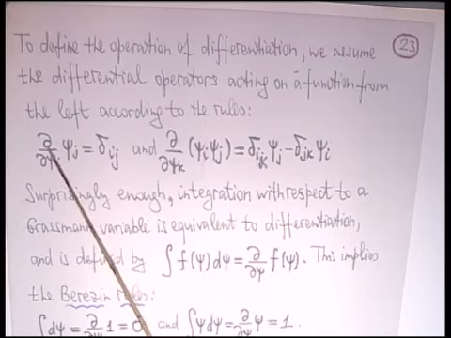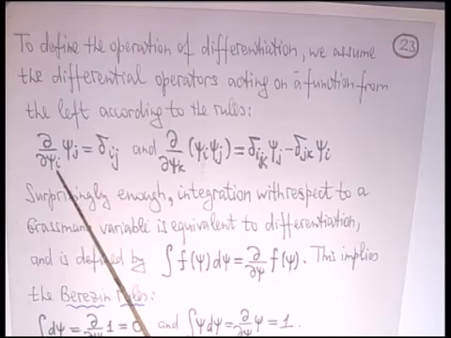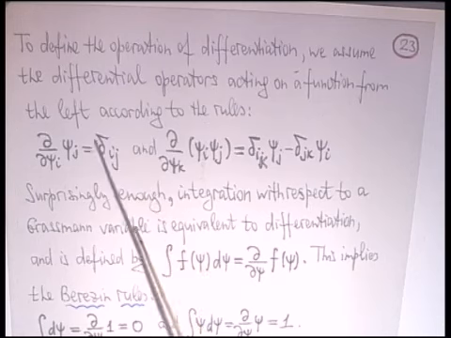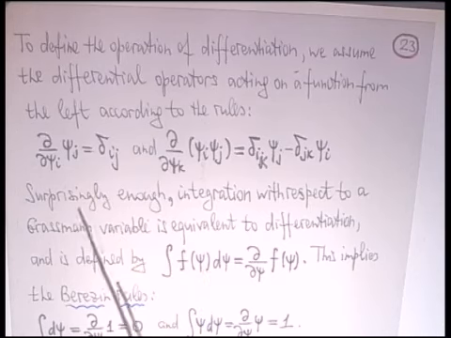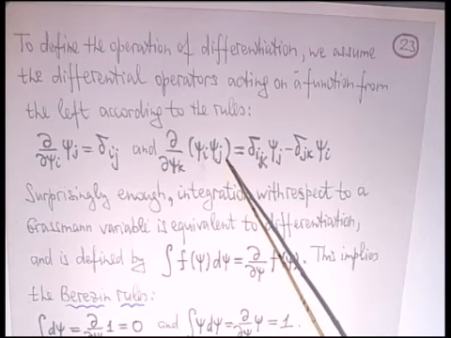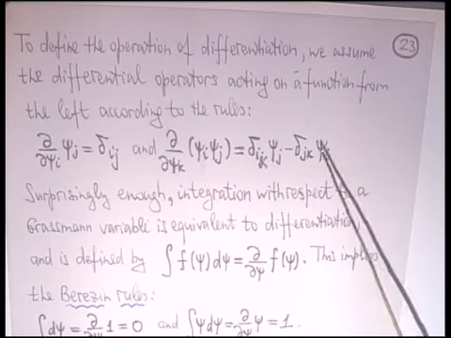So d over d psi_k acting on psi_i produces 0 if i and k are different indices, and produces 1 in case i is equal to k, and it acts on a product of two according to the following rule.